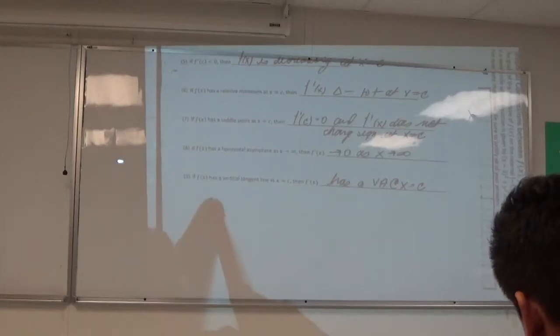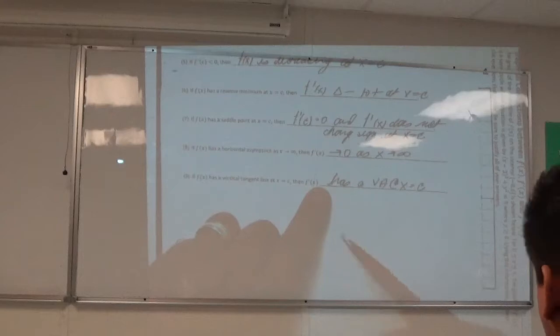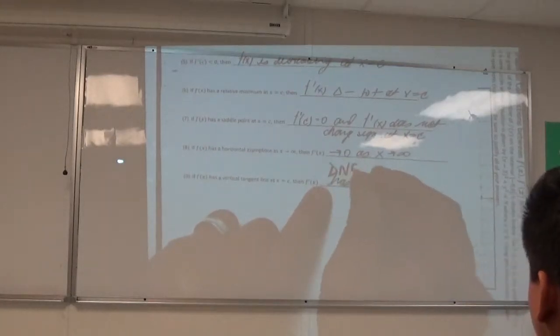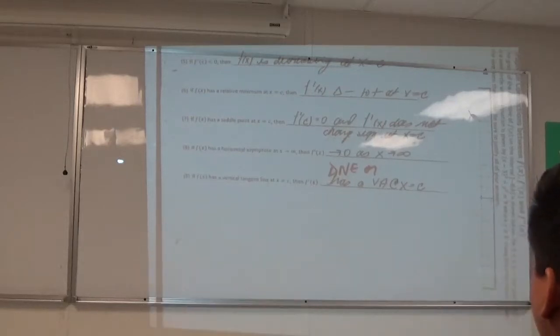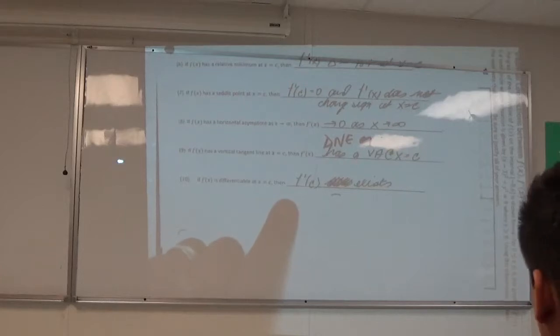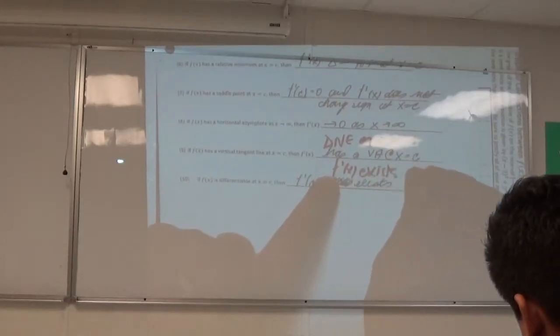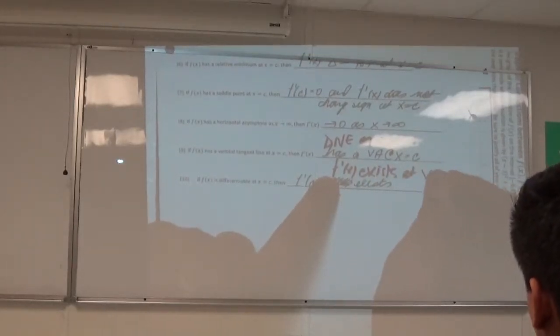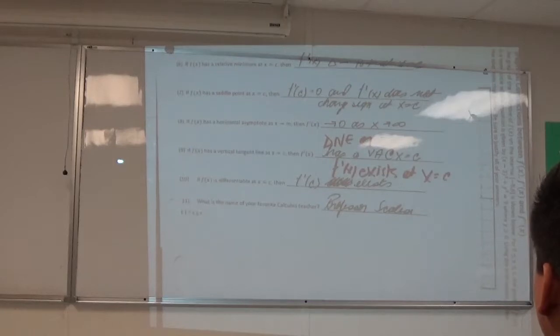Number 9, if f has a vertical tangent line, I'll take f prime does not exist. So you could say does not exist, or f prime has a vertical asymptote at x equals c. Same thing. Number 10, if f is differentiable, I wrote f prime of c exists. You could also write f prime exists at x equals c. And then be careful on this last one. This is the fail automatically if you get it wrong.